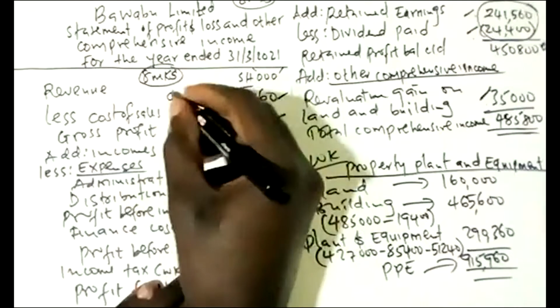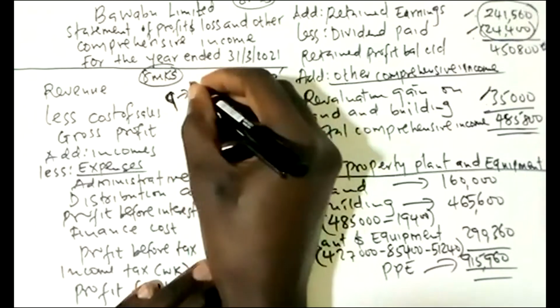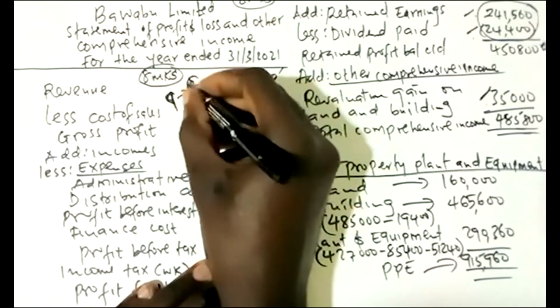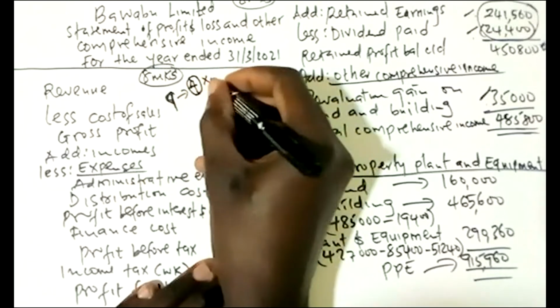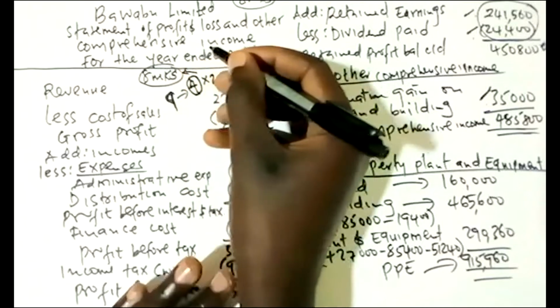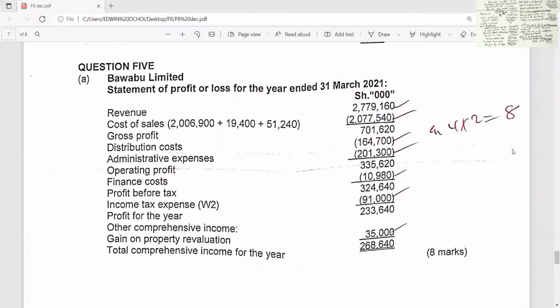But they were not even in need of 9. Out of the 9, they needed only 4 correct. So once you get any 4 correct entries, they multiply with 2. You get 8. And that is what you can see was done in this marking scheme of ours. 4 times 2.